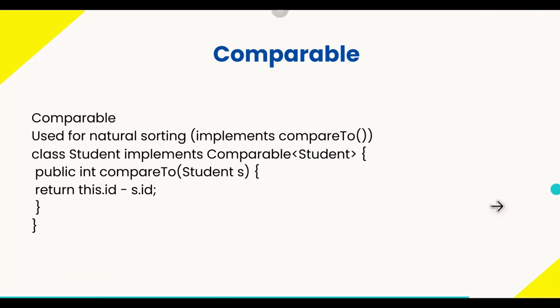If we want to see a real life example of Comparable, imagine you have a list of students and you want to sort them by their marks or name. To do this, the student class must say how to compare one student with another. This is done by using the Comparable interface.